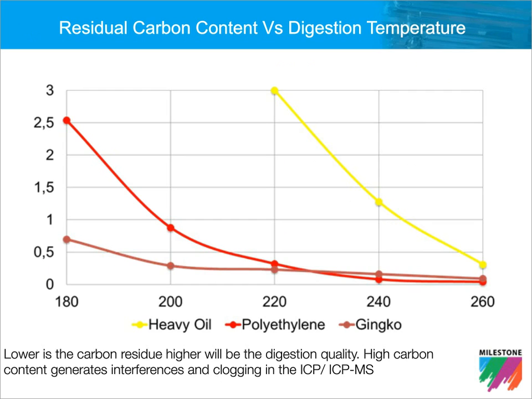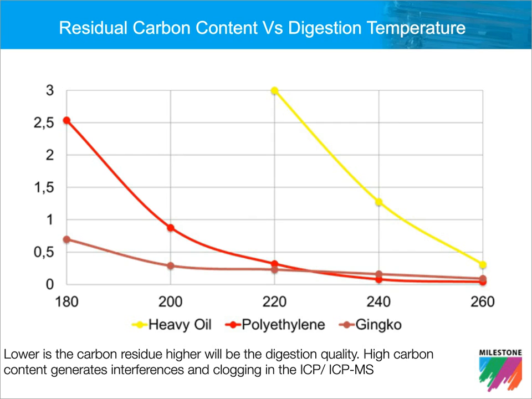Now, residual carbon content, having that remaining in the sample post-digestion, can cause a couple of problems. One is that it can cause or generate interferences in the ICP or the ICP-MS, and it also can cause clogging because of all the soot that is created during the analysis.